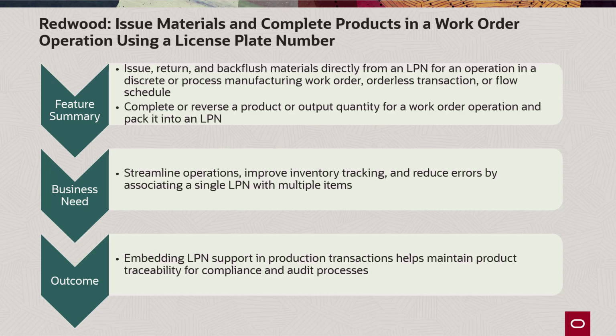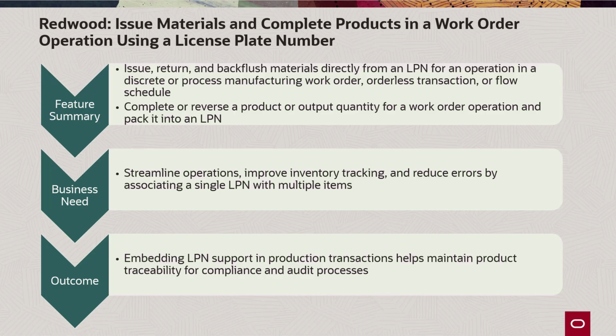You can also complete or reverse a product or output quantity for a work order operation and pack it into an LPN. It addresses the need for manufacturers to streamline operations, improve inventory tracking, and reduce errors by associating a single LPN with multiple items. Embedding LPN support in production transactions minimizes repetitive scans and increases operational efficiency while maintaining product traceability for compliance and audit processes.